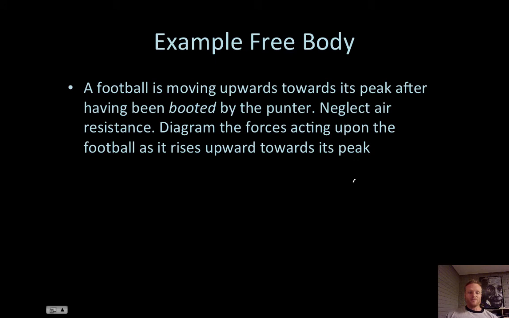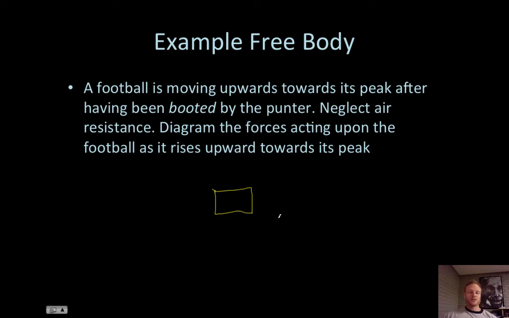Let's do one more. A football is moving upwards towards its peak after having been booted by the punter. Neglect air resistance and diagram the forces acting upon the football as it rises upwards towards its peak. Okay, so this is a weird looking football. It's a box. So this football has been punted. It's in the air. Let's look at the forces that would be acting on this guy.